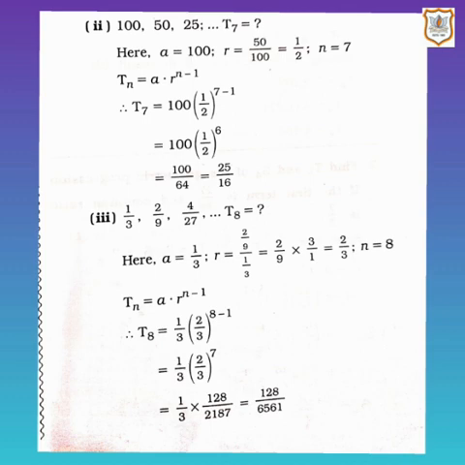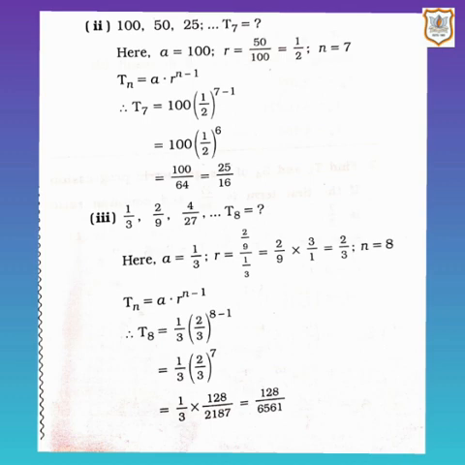Now let's apply the formula Tn is equal to A multiplied by R to the power n minus 1. So T8 is equal to A is 1 by 3, so we'll put the value 1 by 3. R is 2 by 3, so we put the value 2 by 3. N is 8, that means to the power 8 minus 1. So 1 by 3 multiplied by 2 by 3 to the power 7. This will give you 1 by 3 multiplied by 128 upon 2187 and the answer is 128 upon 6561.